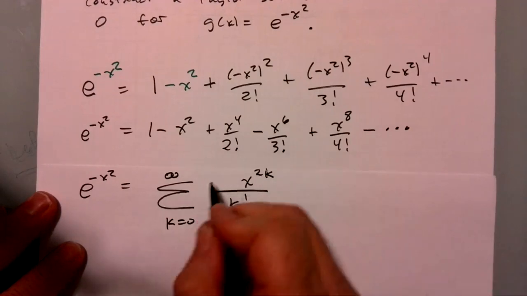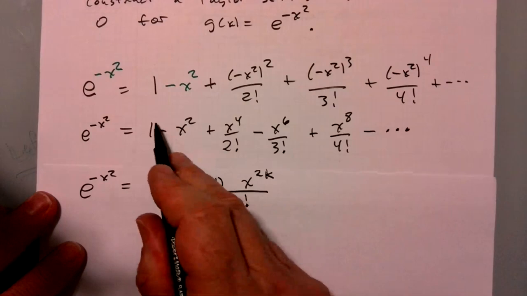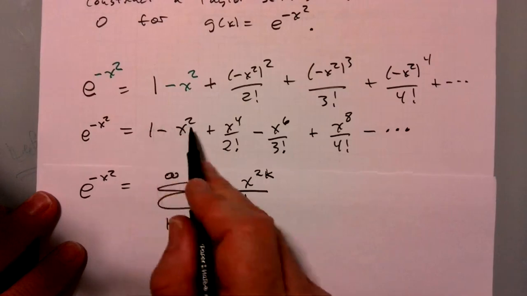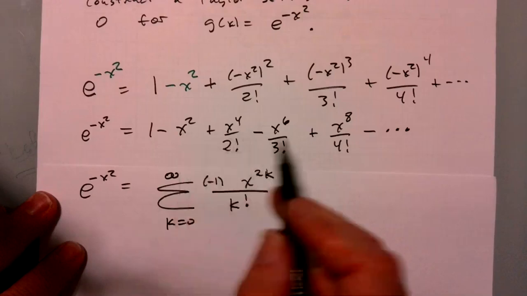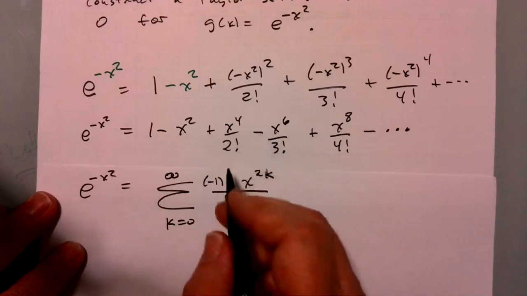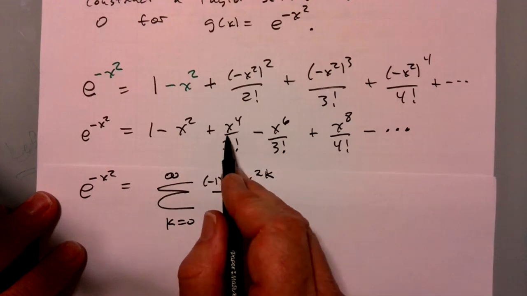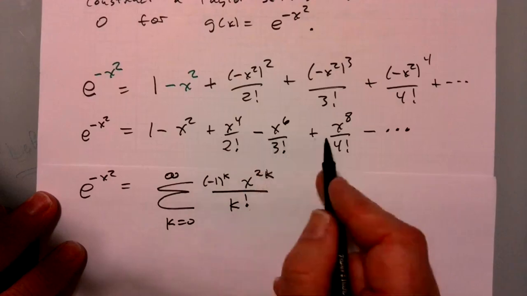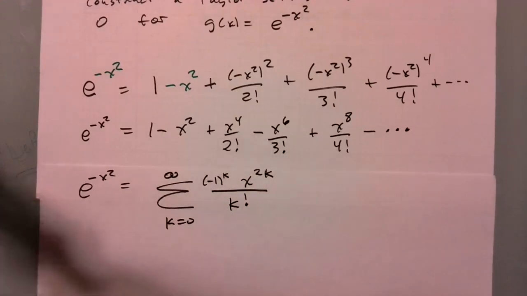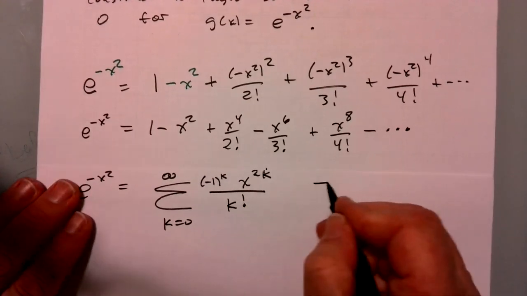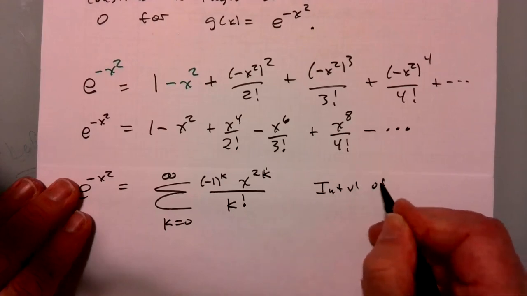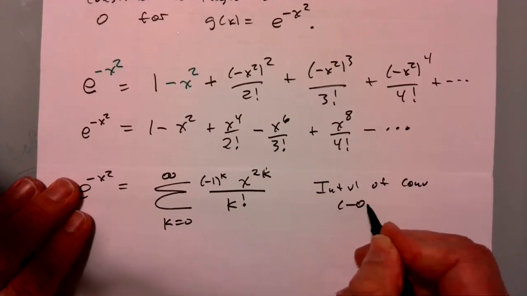And then I have a sign flasher. I have a negative 1 to what power? Positive, negative, positive, negative. So negative 1 to the k starts out positive at 0. Negative 1 to the 1 is negative. Negative 1 to the 2nd is positive. Negative 1 to the 3rd is negative. Negative 1 to the 4th is positive. So there we have our Taylor series expansion for e to the negative x squared. Now, I will tell you for this, the interval of convergence is still going to be minus infinity to infinity.